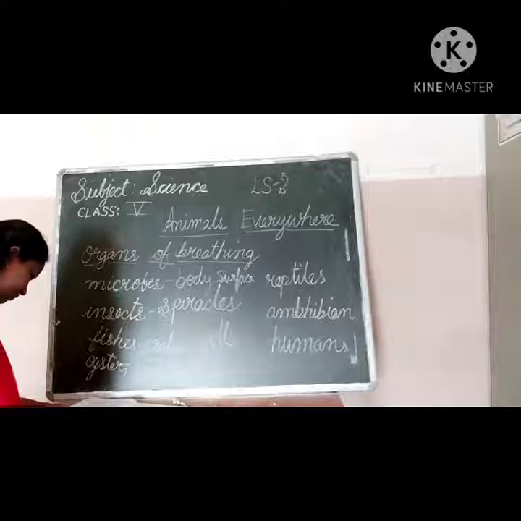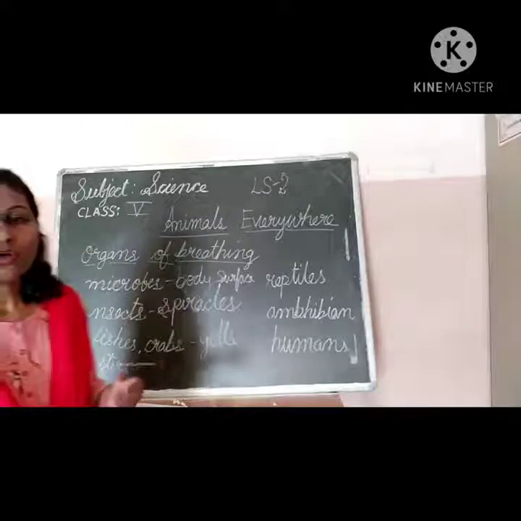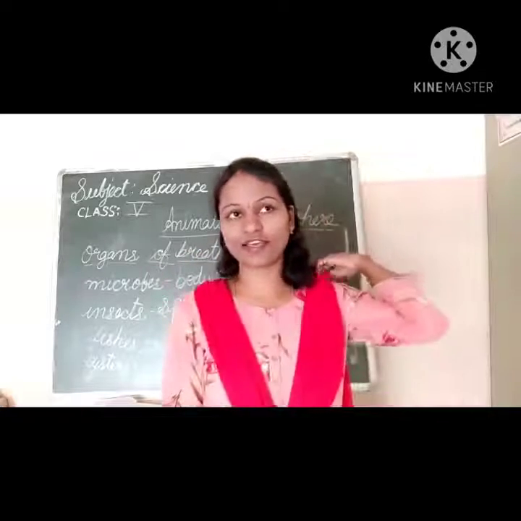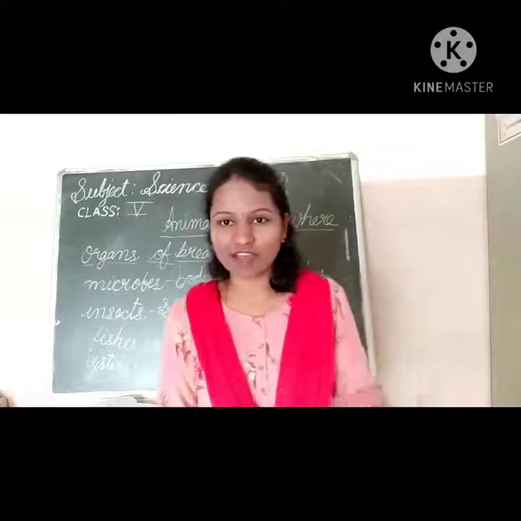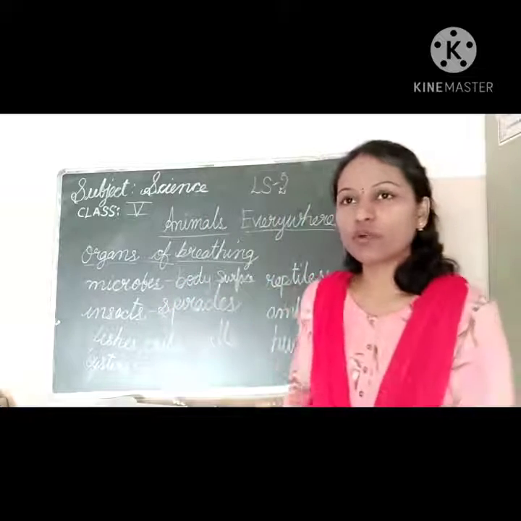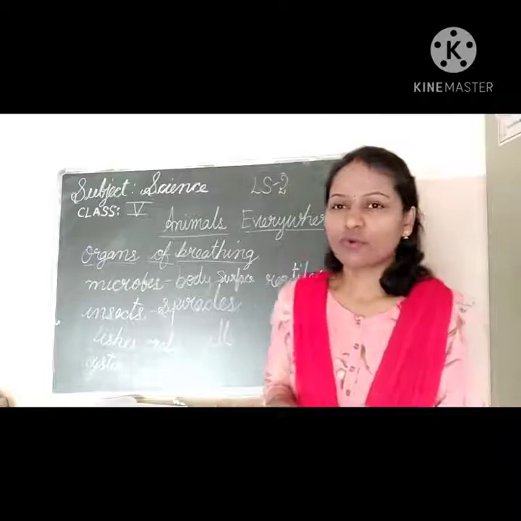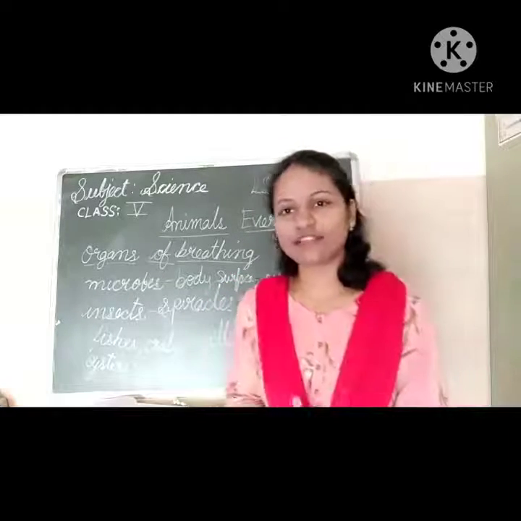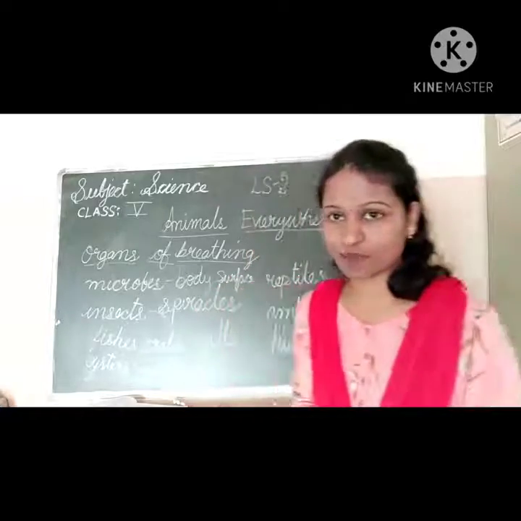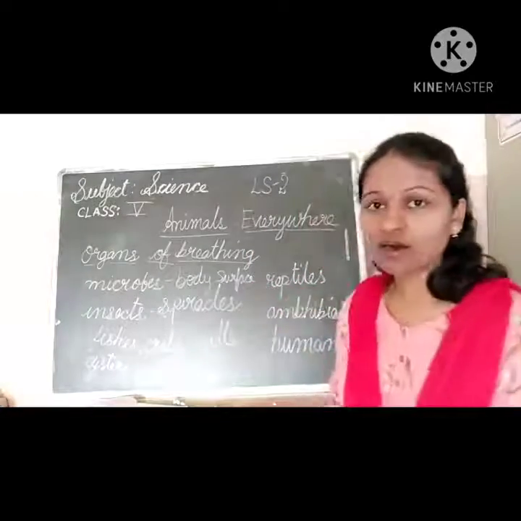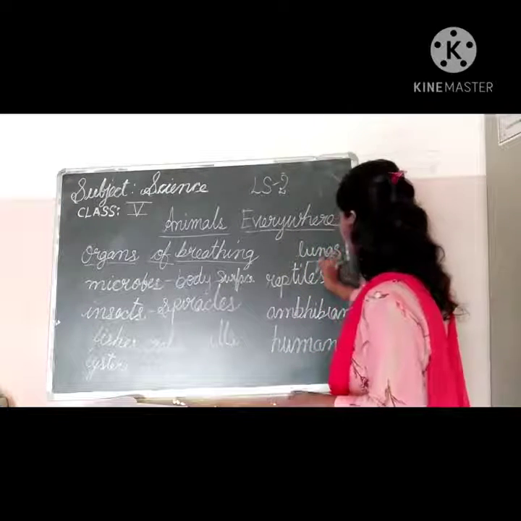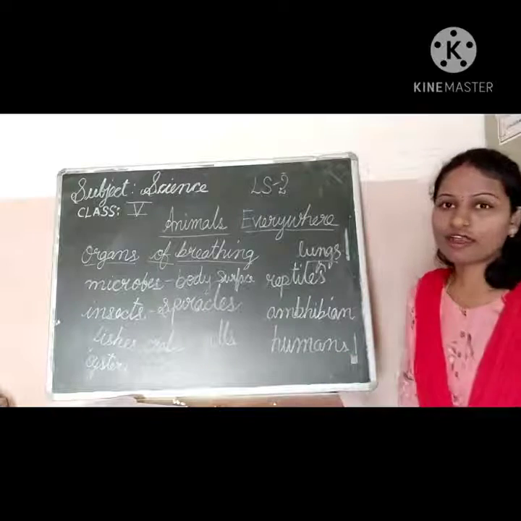Reptiles like crocodile. Salamander is an amphibian, but crocodile and different reptiles are present in our environment. Let us see the example of the crocodile. How do they respire? They respire through the lungs. The reptiles respire through the lungs.